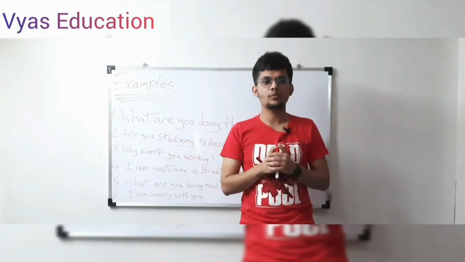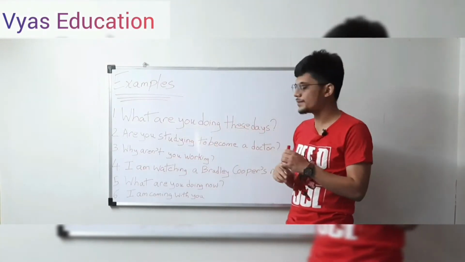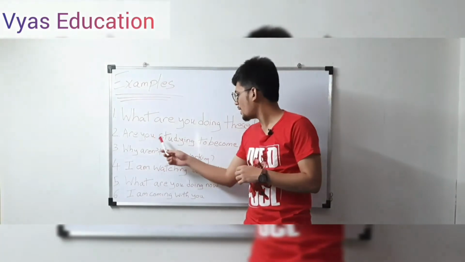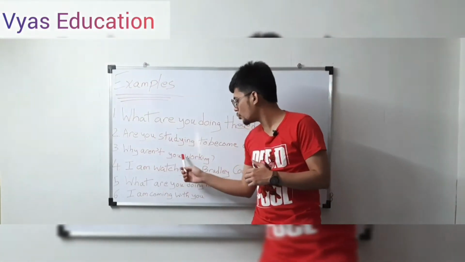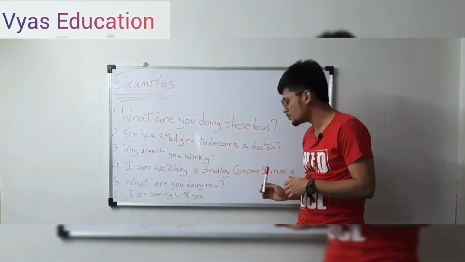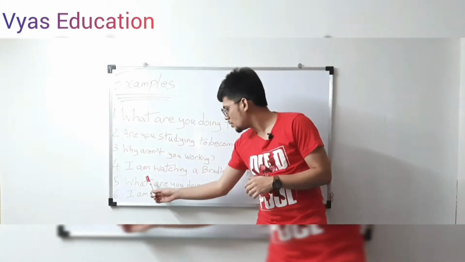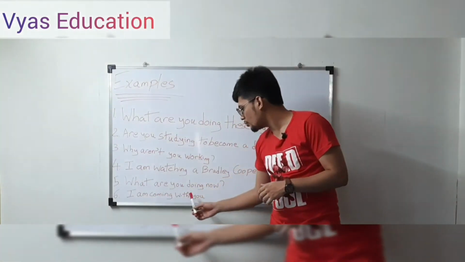Let us look at some more examples of present continuous tense. Number one, what are you doing these days? Number two, are you studying to become a doctor? Number three, why aren't you working? Number four, I'm watching a Bradley Cooper movie. Fifth example, what are you doing now? And the last one, I'm coming with you.